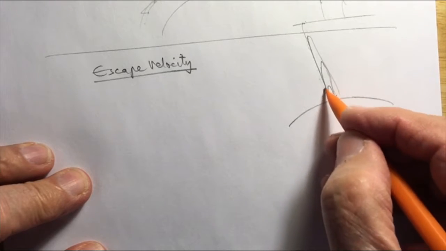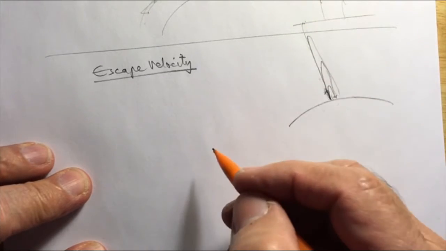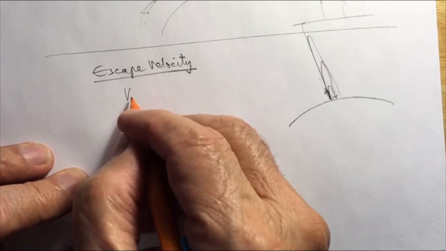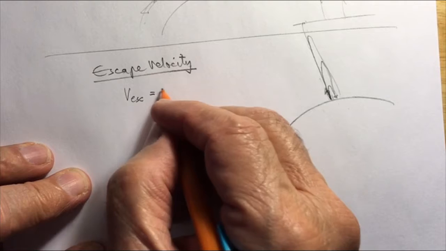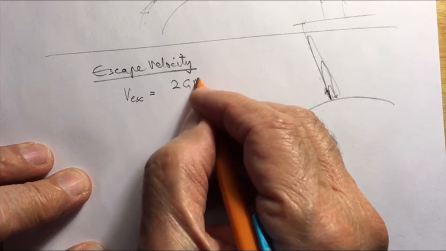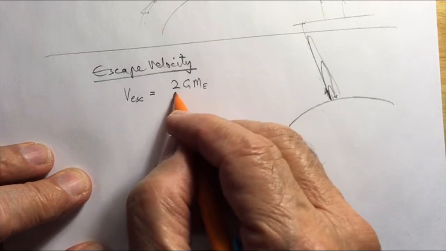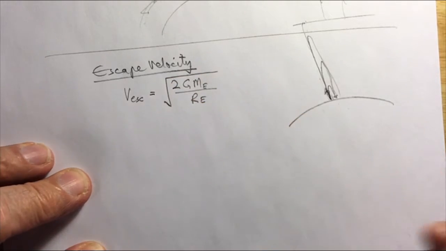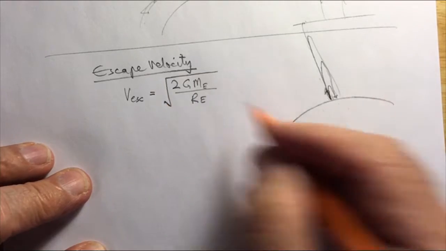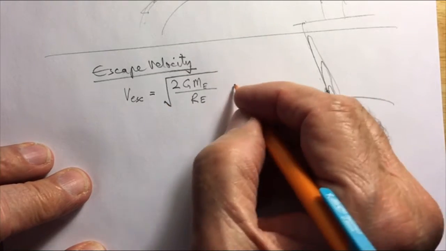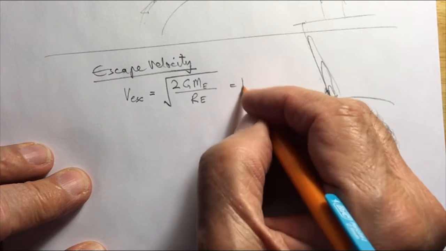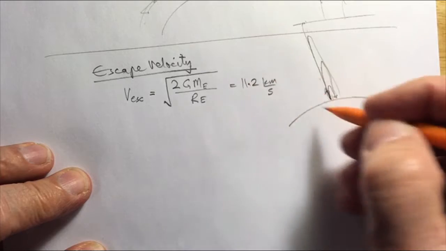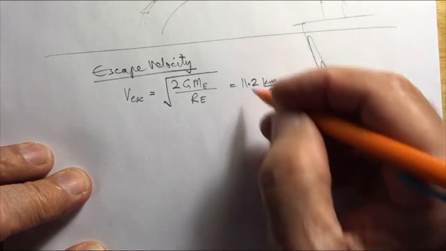And that speed with which, if you throw it, it never returns, is called the escape velocity or the escape speed. The escape speed is given by the square root of 2GM over R, where M is the mass of the Earth and R is the radius of the Earth. By plugging in the numbers, we get a value for Earth of 11.2 kilometers per second. So if something leaves at that speed, it's never going to return.